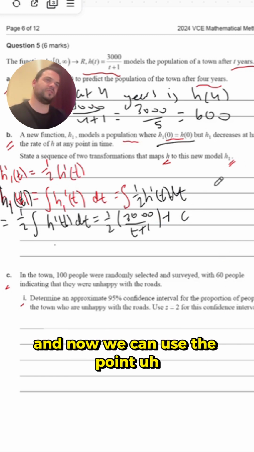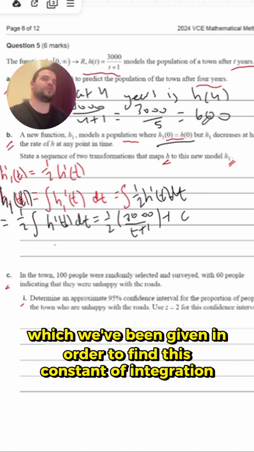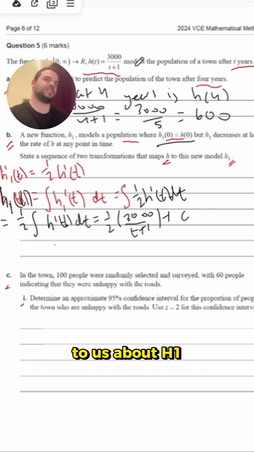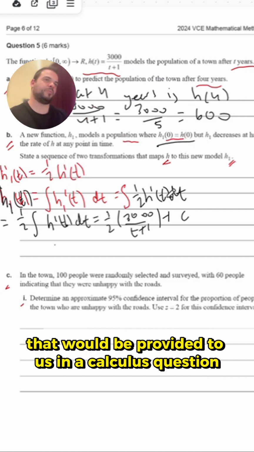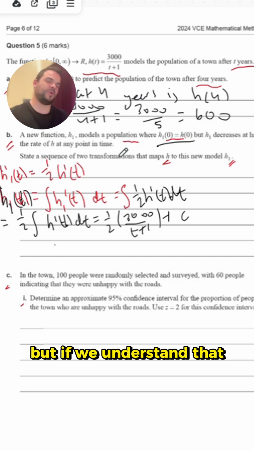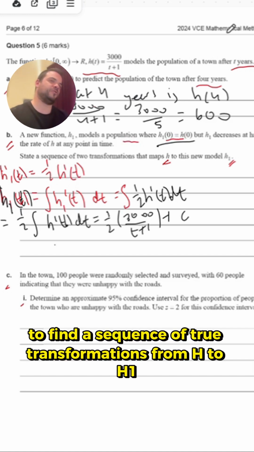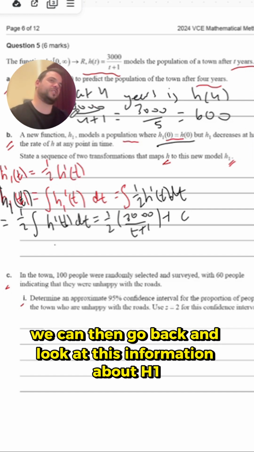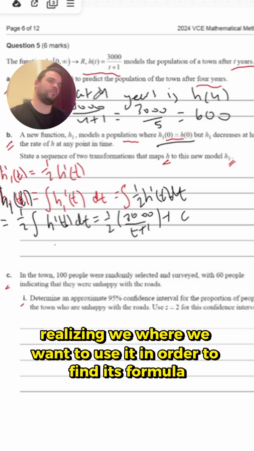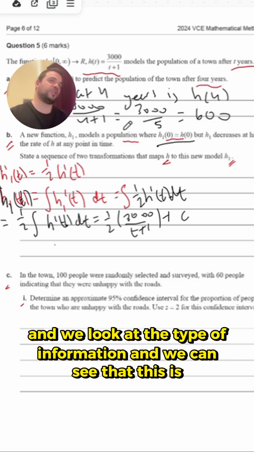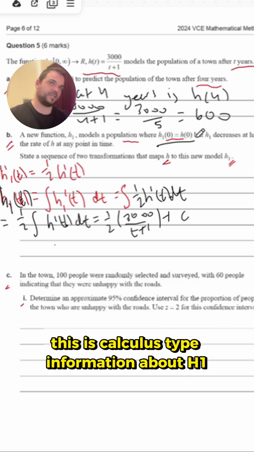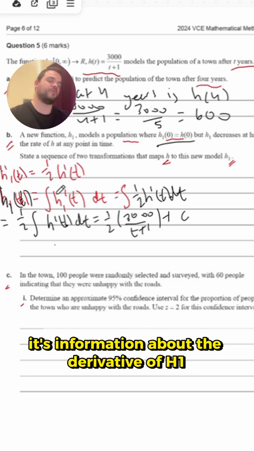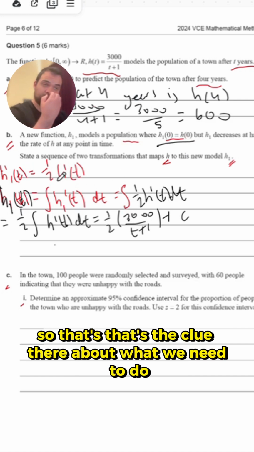Now we can use the point h1 of 0, which is equal to h of 0, which we've been given, in order to find this constant of integration. The information provided to us about h1 is standard information that would be provided in a calculus question. But if we understand that to find a sequence of transformations from H to H1 we need the formula for H1, we can go back and look at this information about H1, realizing we want to use it to find its formula. And we can see that this is calculus type information. It's information about the derivative of H1. So that's the clue there about what we need to do.